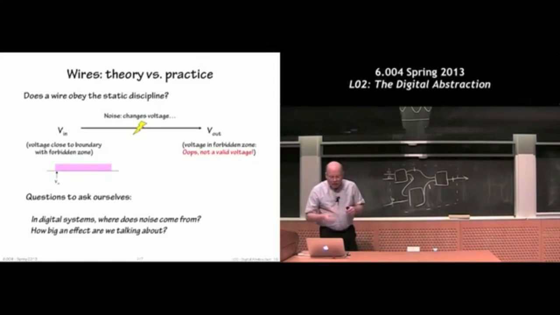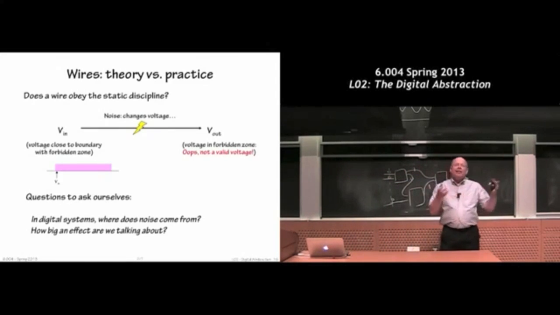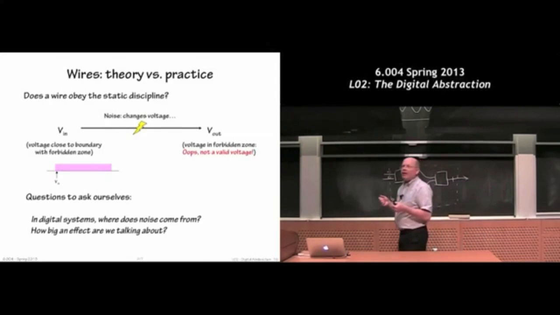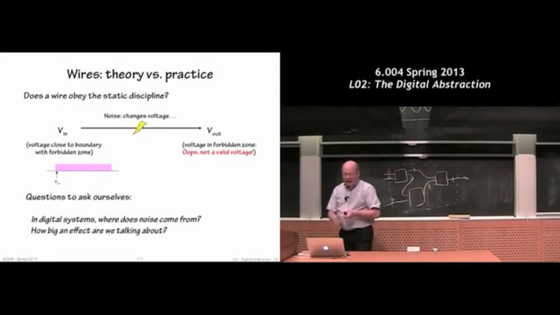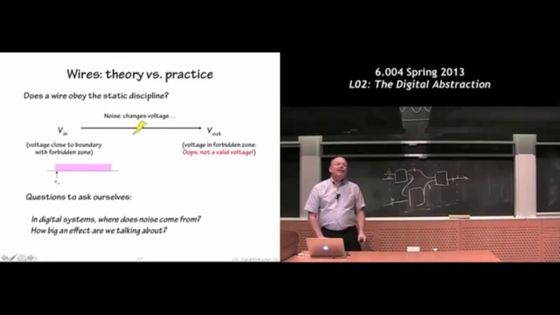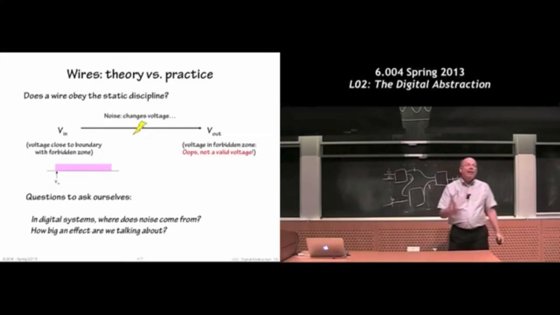Okay, so we have this notion of noise, and what it can do is that the simplest possible candidate for a combinational device clearly isn't one, because in the process of doing its job of getting the voltage from one end of the wire to the other, a valid voltage has become an invalid voltage, and that's not supposed to happen in our system.